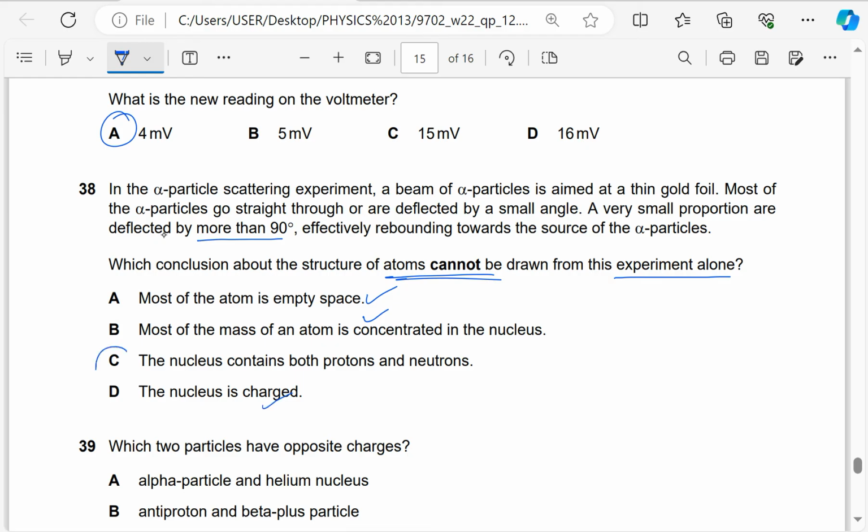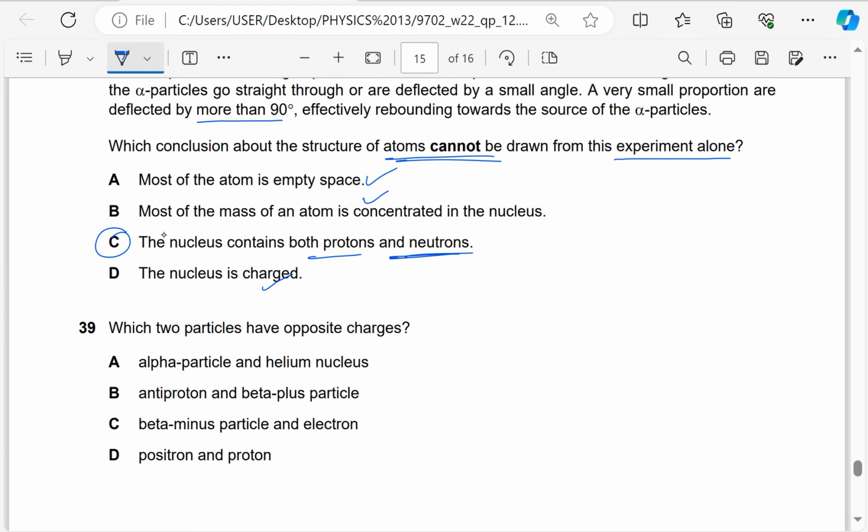We cannot tell that the nucleus contains both protons and neutrons, because neutrons have no charge. So this experiment alone is not enough to tell us that there are also neutrons in the nucleus. Even though we know that protons are positive, they contribute to the charge of the nucleus. How about the neutrons? Another experiment is needed.